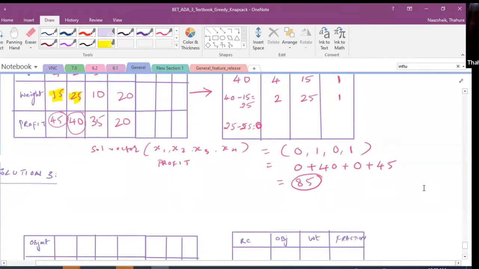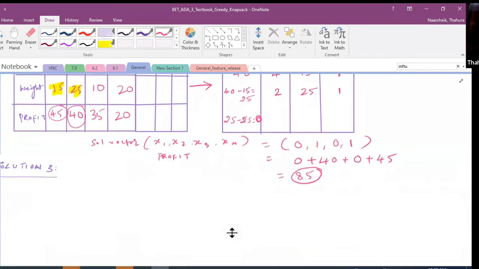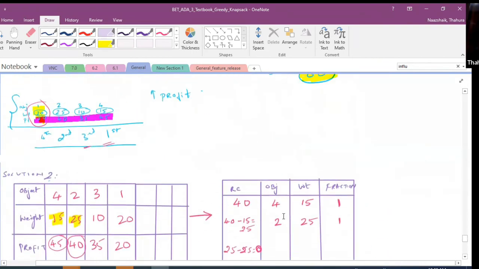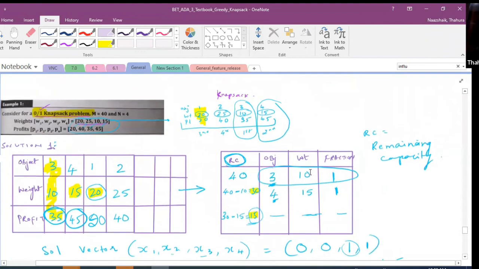Now finally, we'll do a third solution. Third way of doing is, we have to look at both profit and weight, right? So let me copy this again. You all also copy this question again.